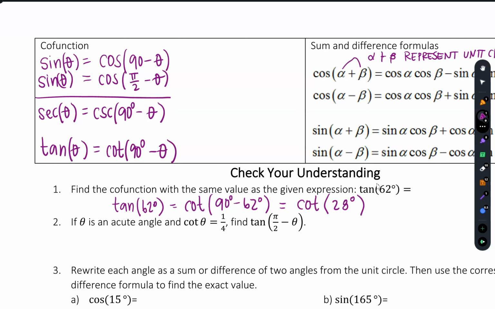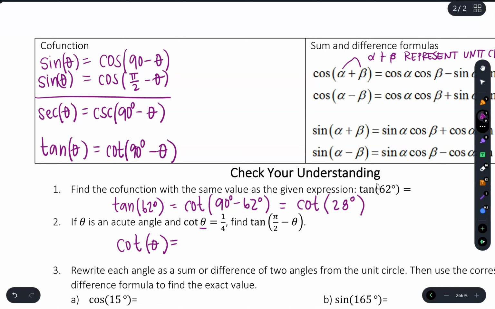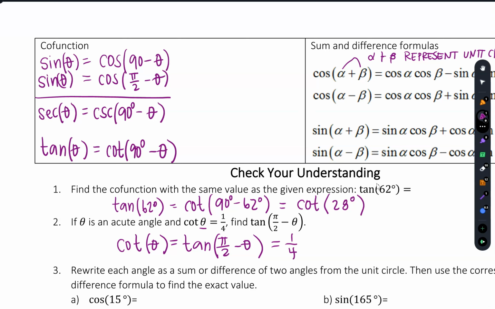Okay. So theta is some acute angle, so cotangent of theta is going to be the same thing as tangent of pi over 2 minus theta. So those two things are going to be equal. So that means that both of those two things equal a 1/4. Okay.